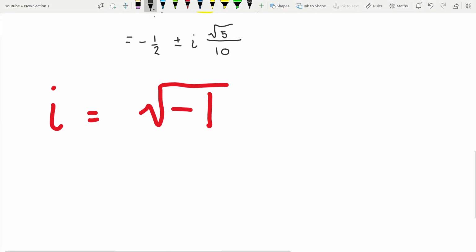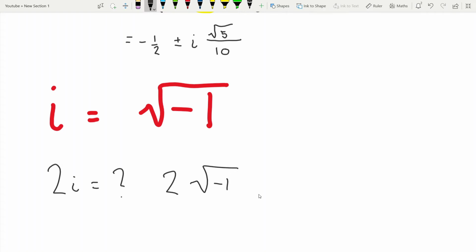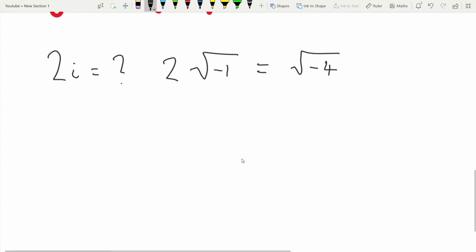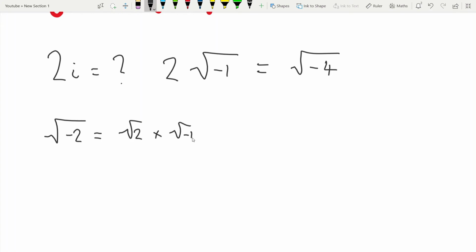Now let's look at some examples using i. For example, 2i. What does 2i equal? Well, this is 2 lots of square root minus 1. This therefore equals square root minus 4. Now what about root minus 2? This equals root 2 times root minus 1. Therefore it equals root 2 i.